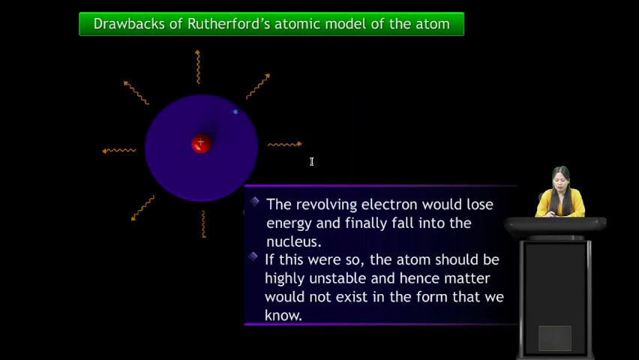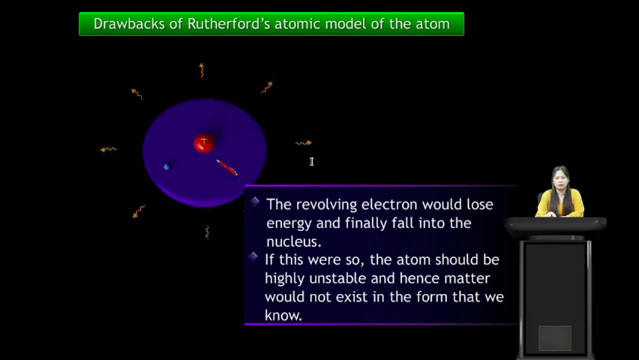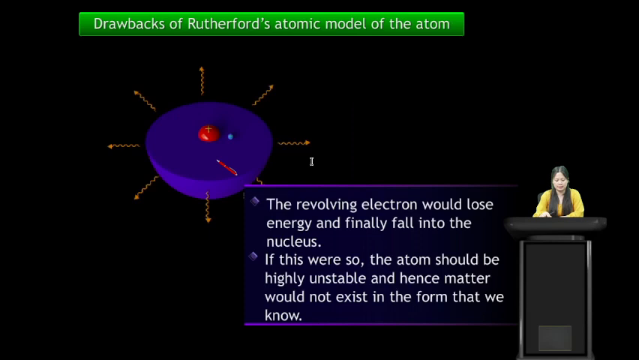If this were so, the atom should be highly unstable, and hence matter would not exist in the form that we know. If we follow the Rutherford atomic model, atoms will be highly unstable, and matter would not exist in the form that we know today. But we know that atoms are very stable. The electrons in circular orbit will go closer and closer to the nucleus and finally fall into it, and the atoms will disappear. So according to Rutherford's model, the atom is highly unstable.